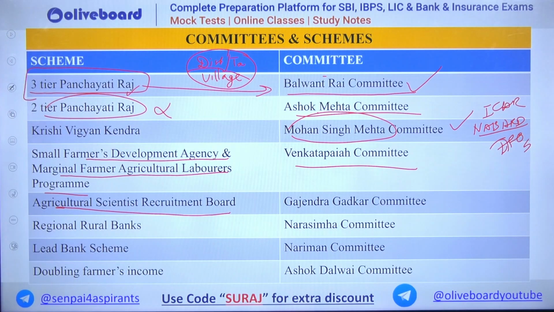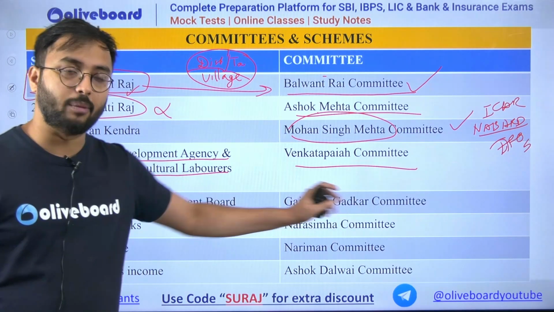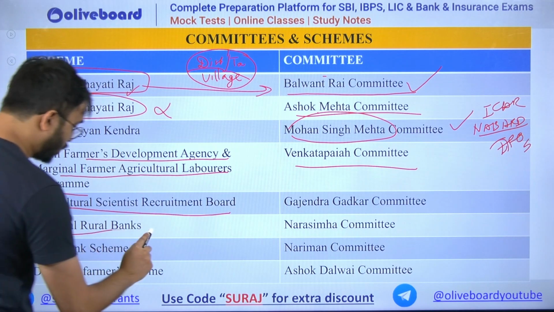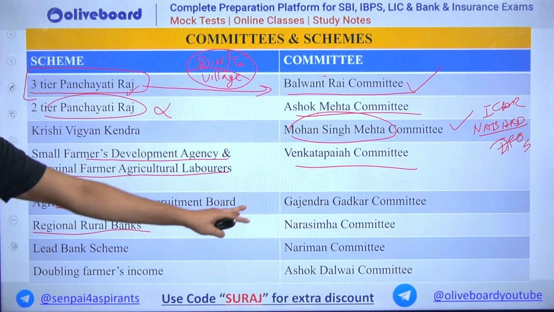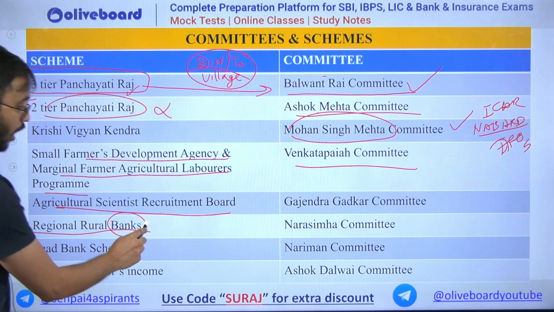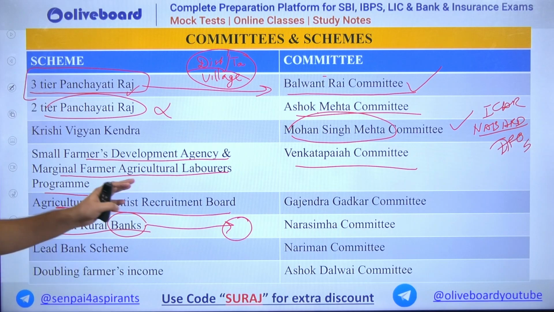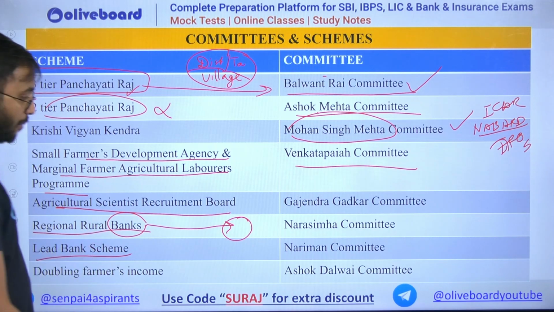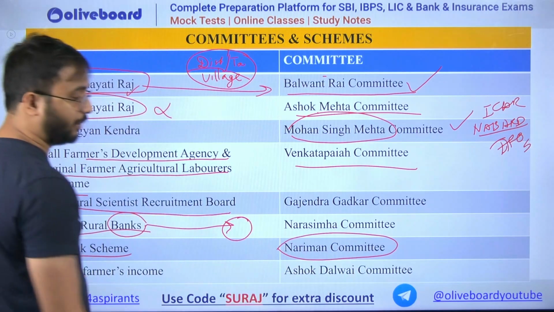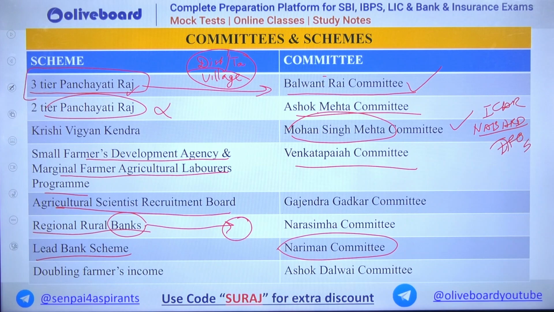Agricultural Scientist Recruitment Board: Gajendra Gadkar committee. Regional Rural Banks: Narasimham committee. Now why regional rural banks? Of course, they are again associated with agricultural finance. Lead bank scheme, which is a flagship scheme of NABARD: again, the Nariman committee was the committee which recommended the lead bank scheme.